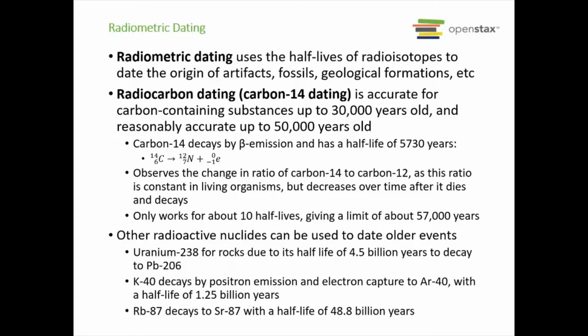There are other radioactive nuclides that are used to date older events. For instance, for rocks, a lot of times uranium-238 is used because it has a half-life of 4.5 billion years for it to decay to lead-206. Potassium-40 decays by positron emission and electron capture to argon-40 with a half-life of 1.25 billion years. And rubidium-87 decays to strontium-87 with a half-life of 48.8 billion years.